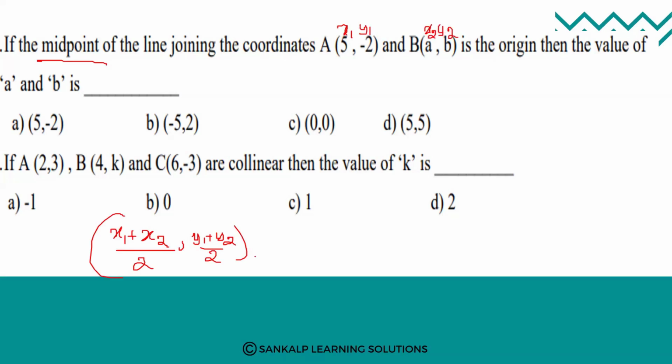Now x1 value is 5 and x2 value is A, divided by 2. y1 value is minus 2, y2 value is B, divided by 2.